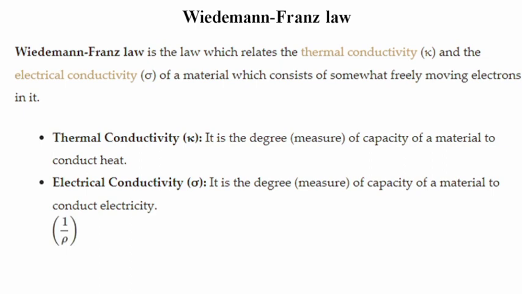Now the third point: we can verify the Wiedemann-Franz law using classical free electron theory. The Wiedemann-Franz law relates the thermal conductivity K and the electrical conductivity sigma of a material which consists of somewhat freely moving electrons. What is thermal conductivity? It is the measure of the capacity of a material to conduct heat, and sigma, the electrical conductivity, is the measure of the capacity of a material to conduct electricity.